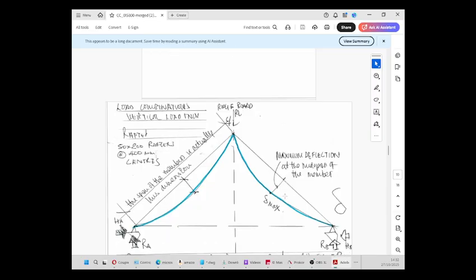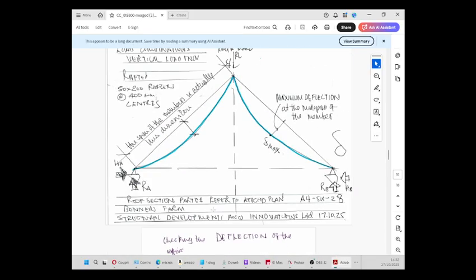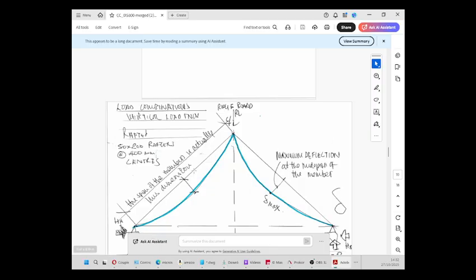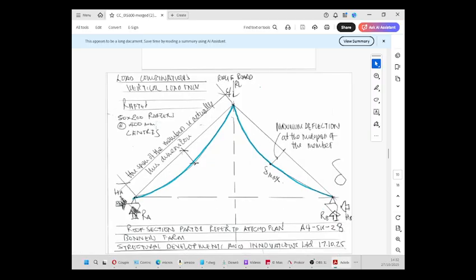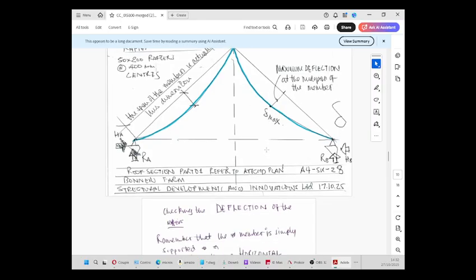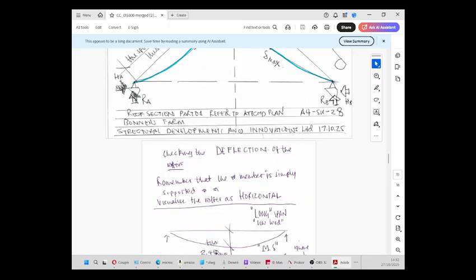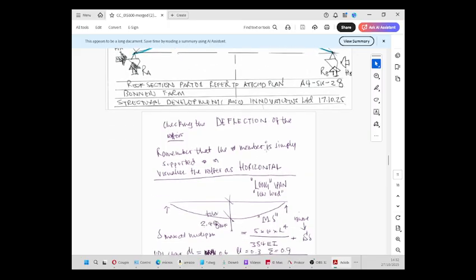Now, we seem to be missing the actual force here. Oh, there it is. It's a bit further on. Now we're checking deflection. Again, the span of the member is actually this dimension, which is 2.9. The maximum deflection of the member is at the mid span. We've got two reactions at A, HA and RA, and at B we've got RB and HB. Checking the deflection of the rafters. Remember that the member is simply supported. Visualize the rafters as horizontal. Long span, low load.